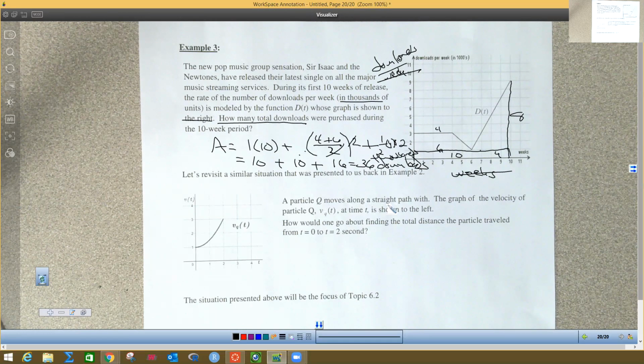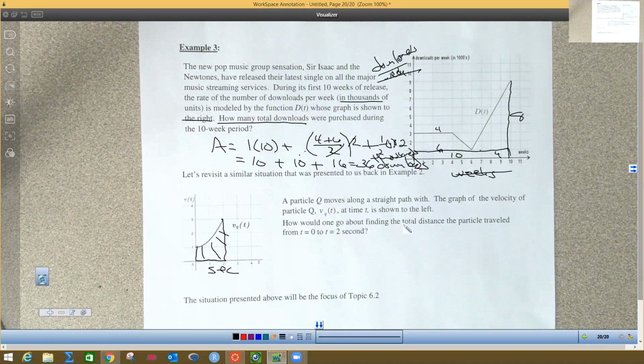It says a particle Q moves along a straight path with the graph of the velocity of the particle Q, v of t, at time t. So again, this is the derivative, v of t. How would one go about finding the total distance traveled over the 2 seconds? So again, we would get the area under this curve. We want this area right here. And again, this right here is 2, this is seconds.